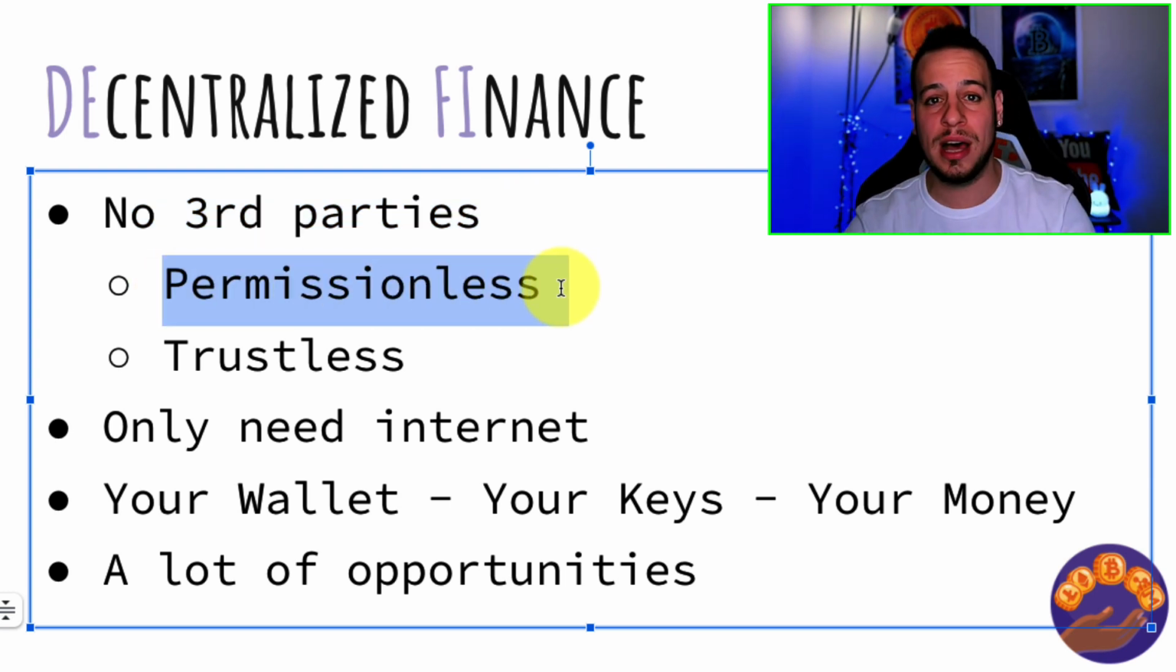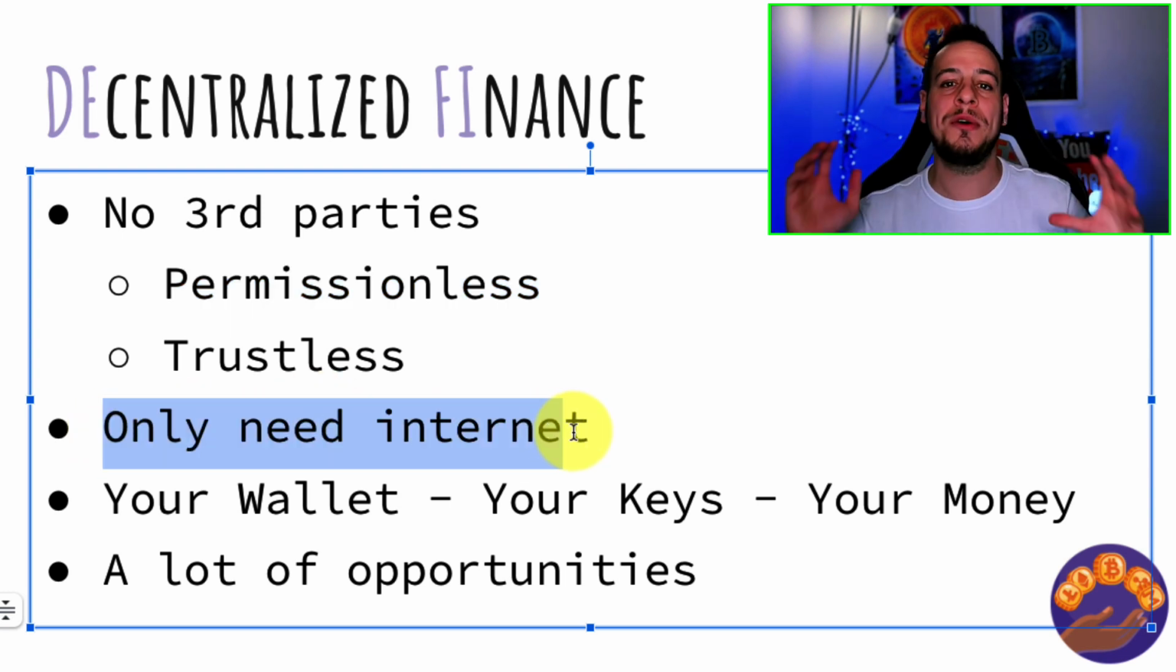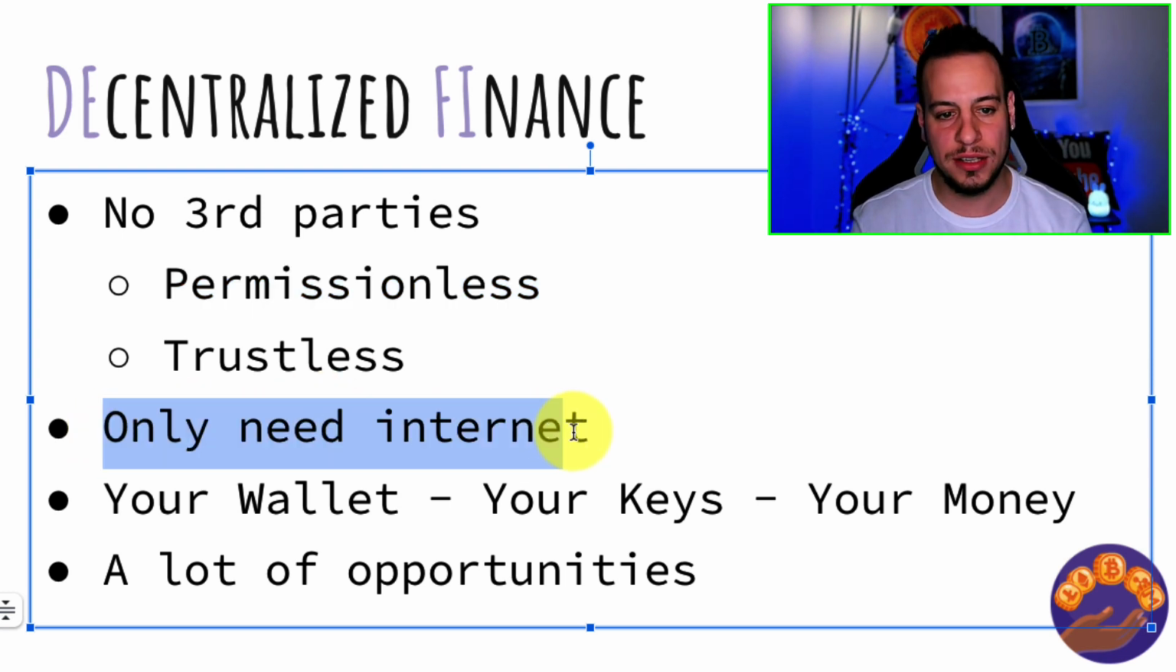So you have all the functionalities that you have in normal banking or centralized finance, brokerages, stocks. You can buy even stocks on the blockchain using DeFi, and you don't need third parties. It's permissionless. You don't need permission to start. You just need an internet connection. Anyone with an internet connection can start using DeFi without any other third parties, and it's trustless.